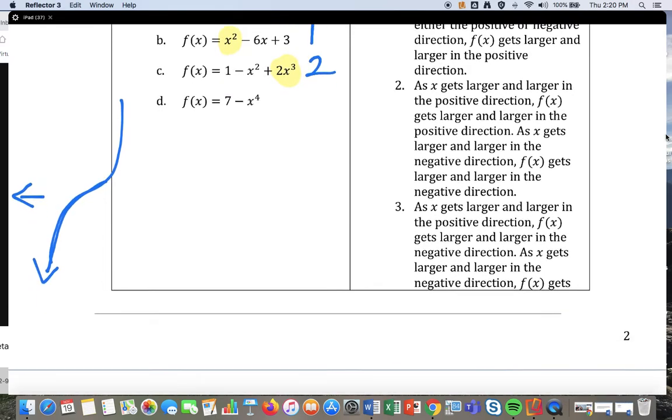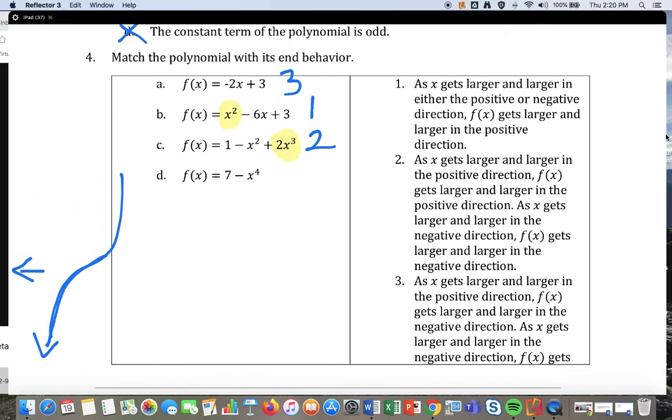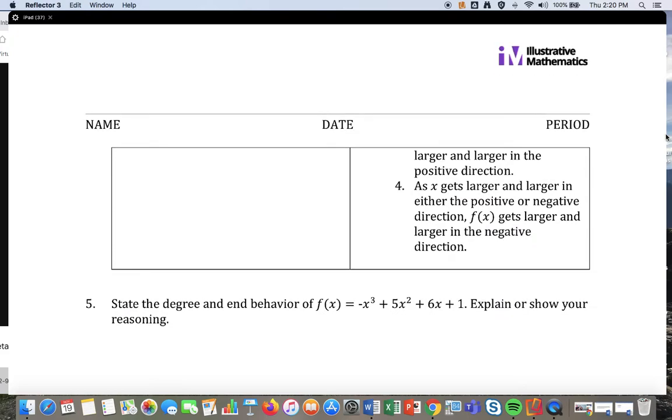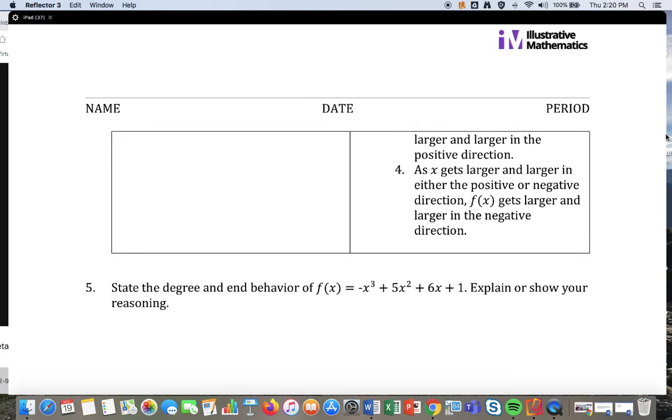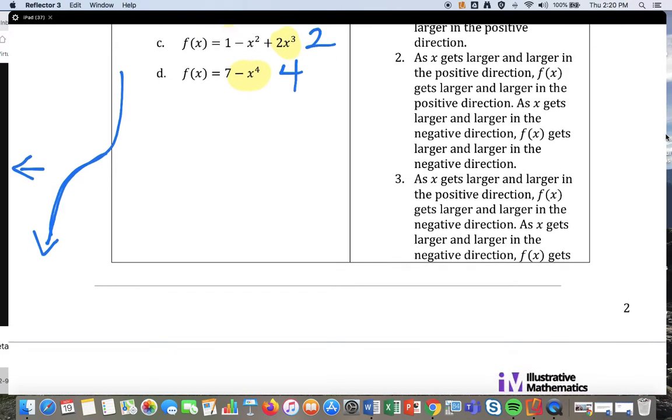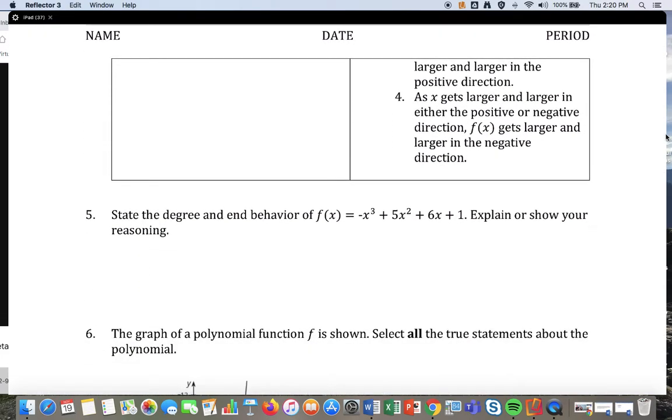And then D is an even-termed polynomial again, even degree, and it's negative, so that's going to be going down in both directions. So let's look at this one down here. As x gets larger and larger in either direction, f of x gets larger and larger negatively. That would be the best description for that one.